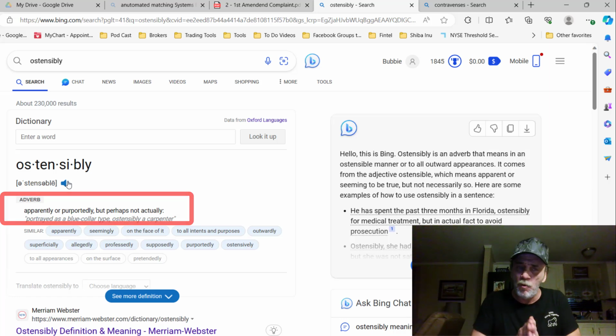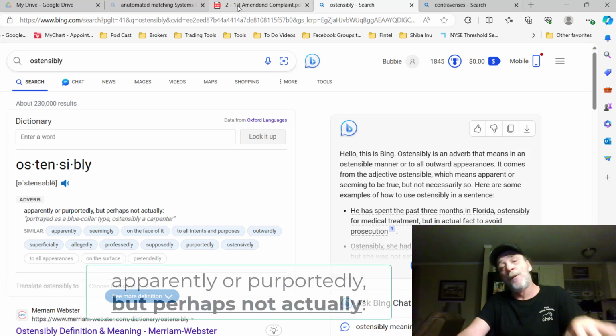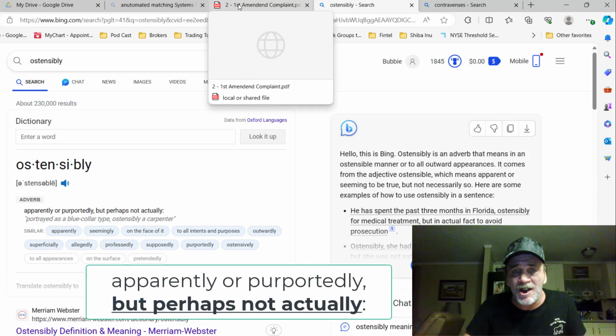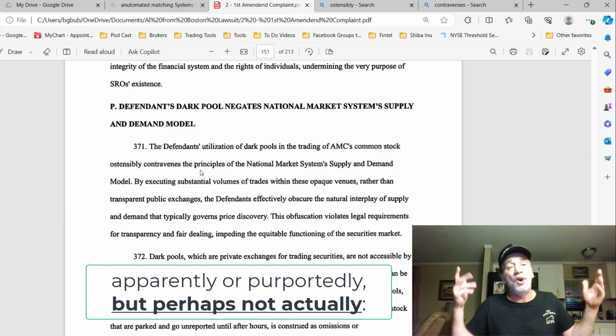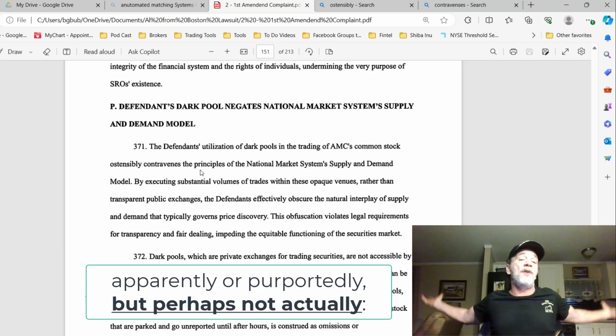So when they use that word in that opening sentence, what did they just say? They just said that it's apparently, purportedly, perhaps not actual abuses going on in the dark pool. They're saying we don't have a clue. We're not sure. So how are you going to build an argument that they are neglecting the national market system supply and demand model if you're not sure if there's even a violation yet? So right there, in your first sentence, you threw this out.